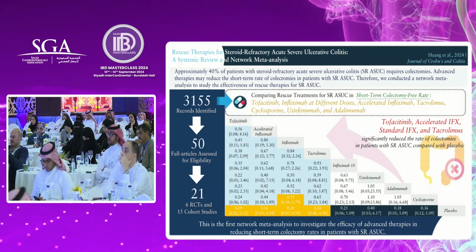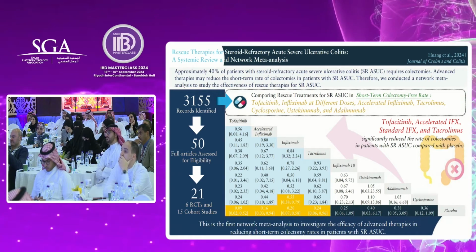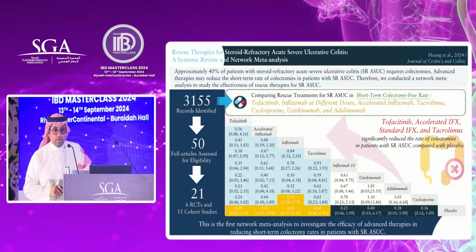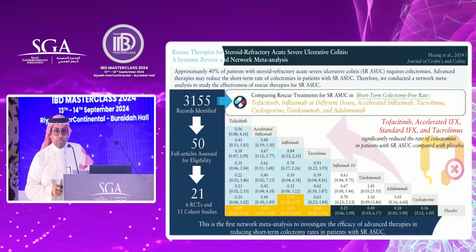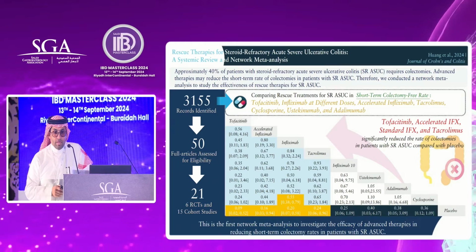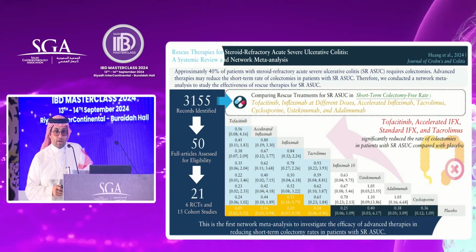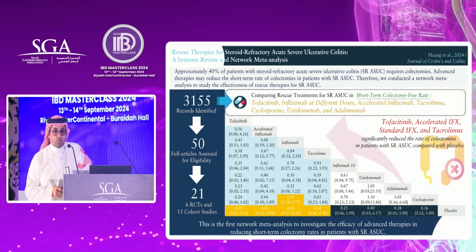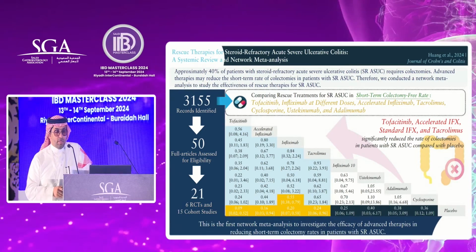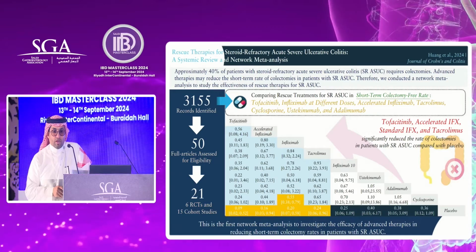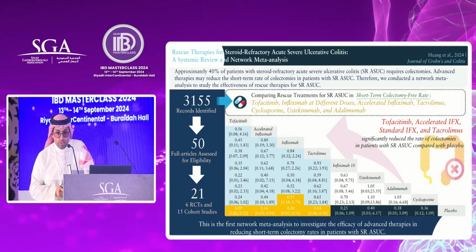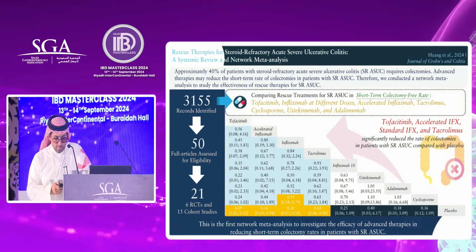So this is the network meta-analysis. As you know, a network meta-analysis is an indirect comparison between the medications. As we can see here, tofacitinib, accelerated infliximab, standardized infliximab dose, and tacrolimus significantly reduce the rate of colectomy in patients with steroid-refractory acute severe UC compared to placebo.